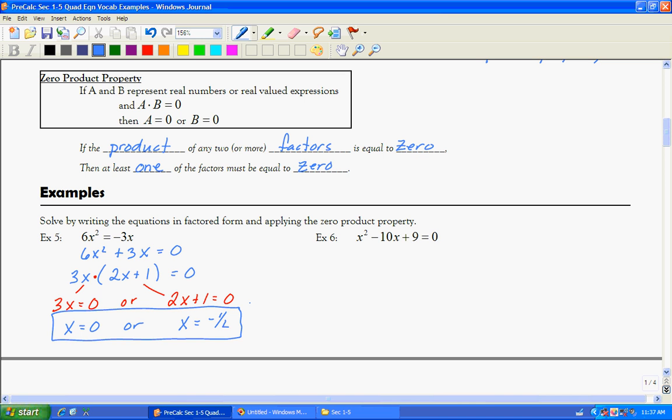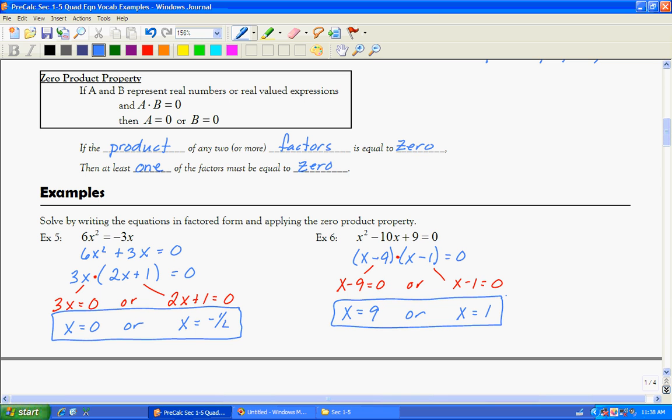Number 6, this one is easily factorable. It's already in standard form. So we have (x minus 9) times (x minus 1) equals 0. And again, you can see where the two real valued expressions are being multiplied. So we're going to split those apart into x minus 9 equals 0 or x minus 1 equals 0. Those are really simple to solve. And we end up with our two solutions of x is equal to positive 9 or x is equal to positive 1. And that's all there is to it.